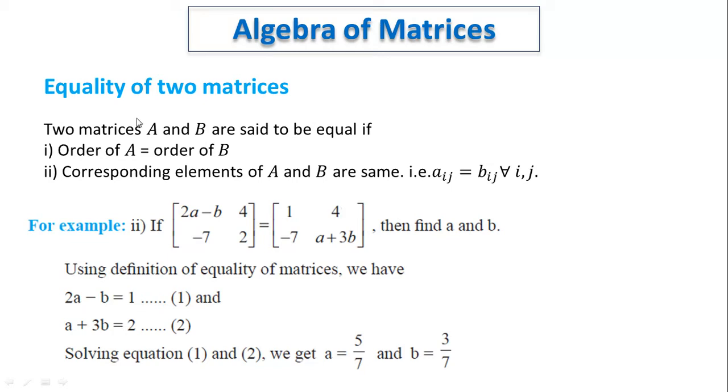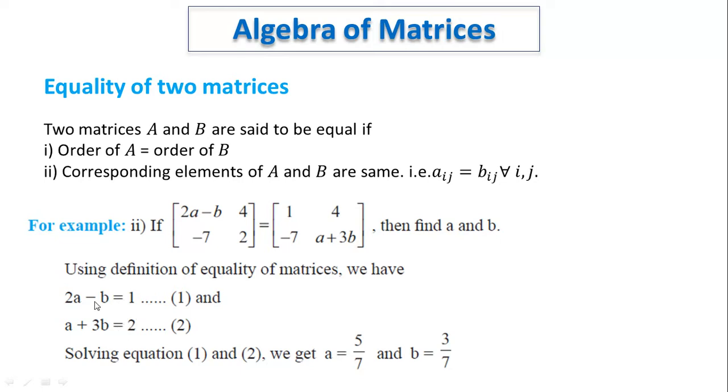So here, by the equality of two matrices, we have to solve to get the values of a and b. By using the definition of equality of matrices, by comparison we get 2a minus b is equal to 1 as equation number 1, and the other one is a plus 3b is equal to 2, as equation number 2. So just by the use of the definition of equality we get two equations here.